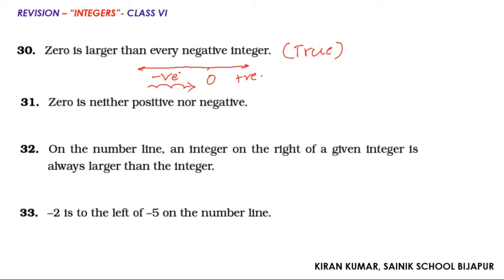Statement number 31. 0 is neither positive nor negative. This statement is true. When we define the set of integers, we define it as the set containing all negative numbers, positive numbers and 0. So 0 is neither positive nor negative.